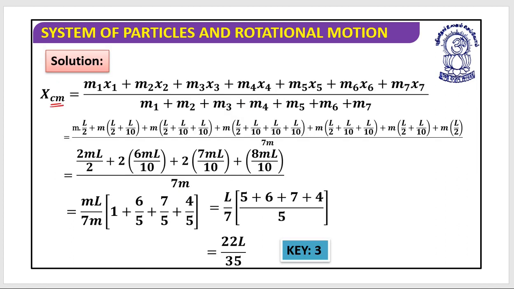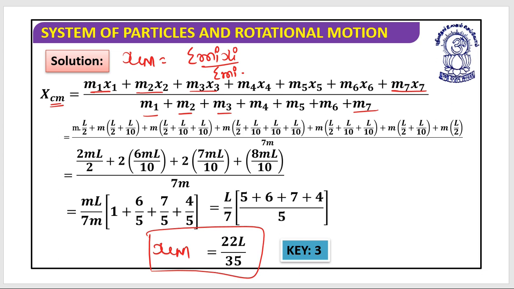xcm is equal to sigma mi xi divided by sigma mi. That is, m1 x1 plus m2 x2 plus m3 x3 up to m7 x7, divided by m1 plus m2 plus m3 up to m7. I do understand that this is a longer calculation, but we don't have any such option. That's why I keep it for you, so that you can have a reference and get it done from this. The approach is this, and thus the xcm of this system can be calculated. I hope this is clear.